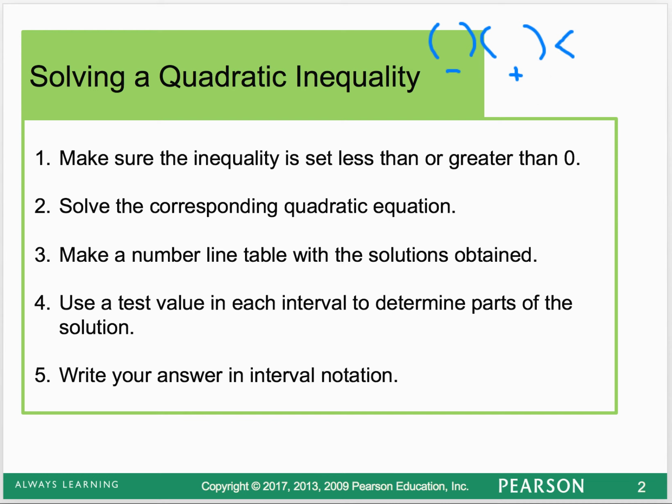So we're going to solve the corresponding quadratic equation, right? The equation. So to start with, we're going to imagine if there was an equal sign in there. That's going to give us two solutions, and we're going to make a number line table and use some test values. Okay, and then we're going to write our answers in interval notation. All this we'll go over in our examples. Hopefully you already know what interval notation is also. If you need some help with interval notation, let me know.